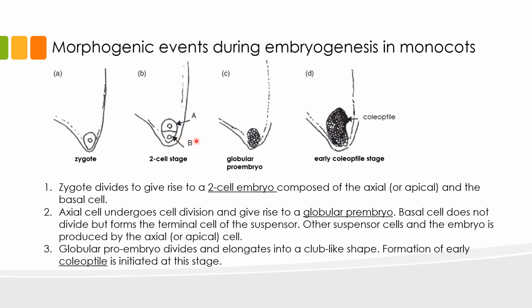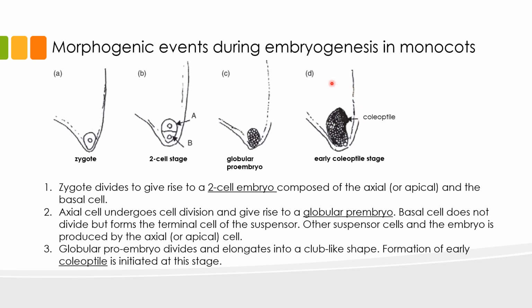The apical cell undergoes cell division and gives rise to a globular proembryo. The basal cell, on the other hand, does not divide but forms the terminal cell of the suspensor. Other suspensor cells are also produced by the apical cell along with the embryo. The globular proembryo then divides and elongates into a club-like shape.